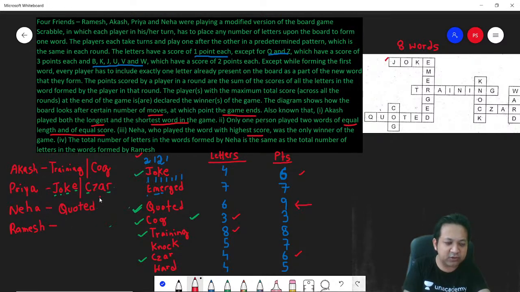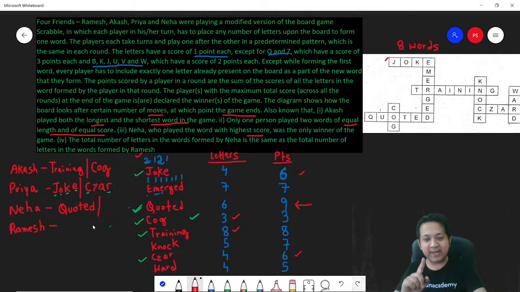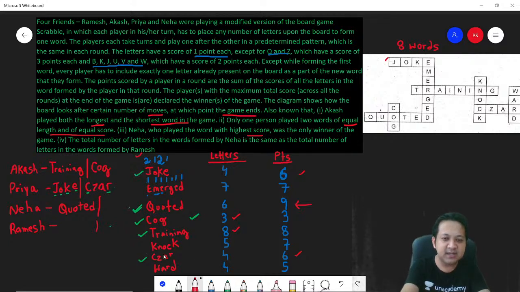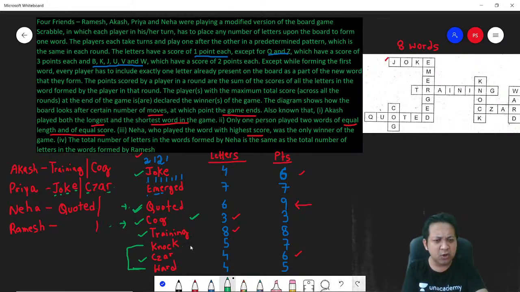Which are the only 3 words? Remember, I need to form 3 words now. Neha 1 word, Ramesh 2 words. The sum of the letters in the words formed by Ramesh should be equal to those formed by Neha. Think about it. Can the 2 words for Ramesh be knock and what? Remember, only the remaining words are knock, word and emerged.